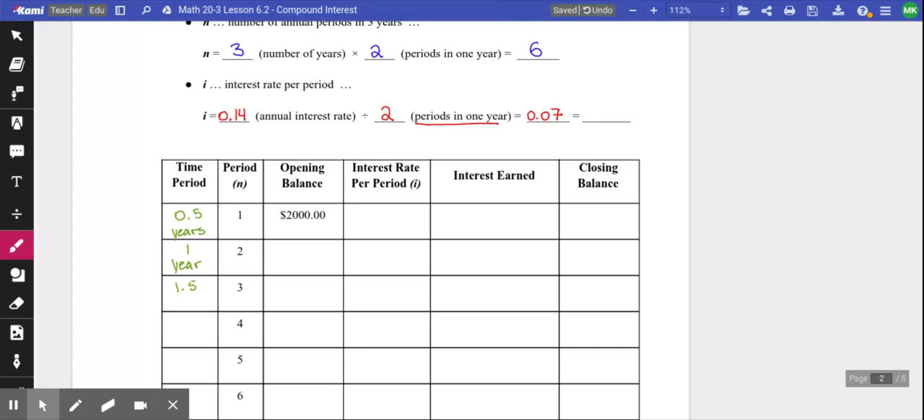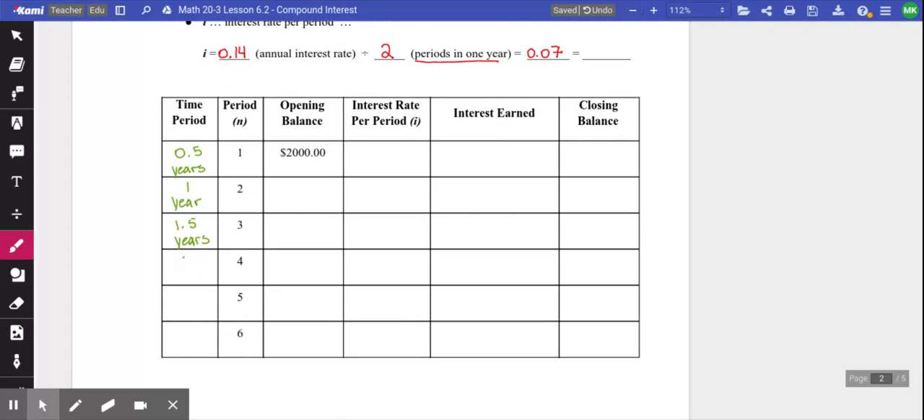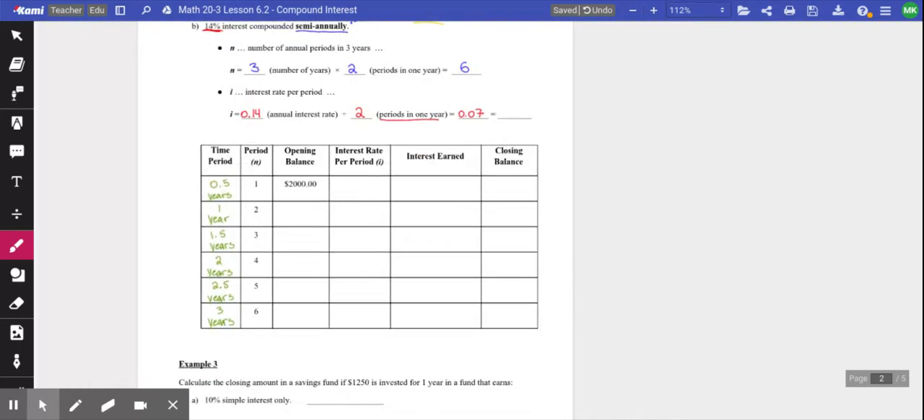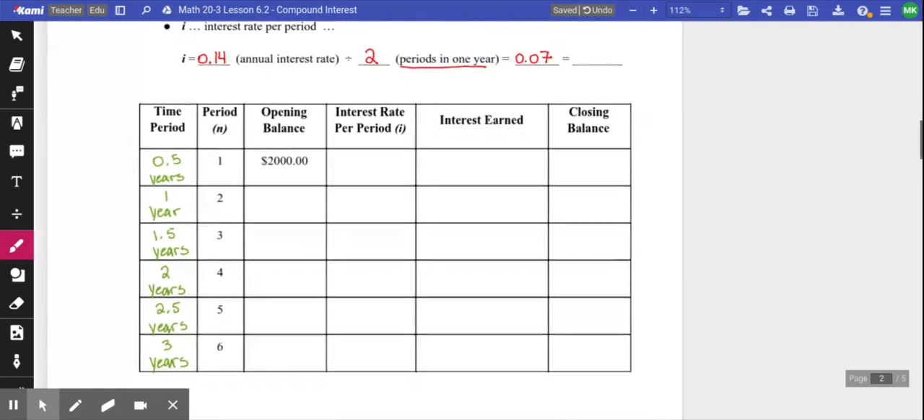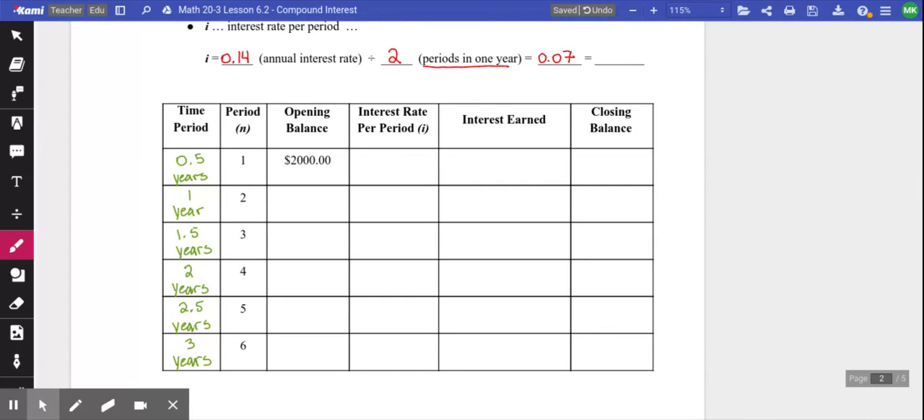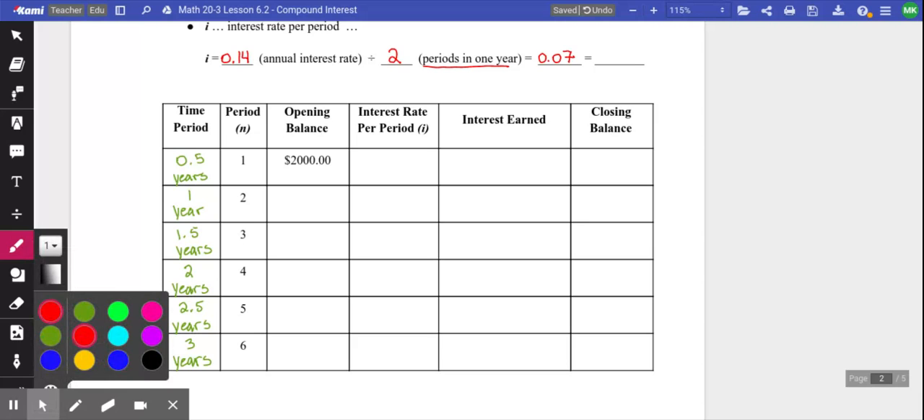This would be 1.5 years, right? It's 6 months later. And then it would be 2 years. Then it would be 2.5 years. Then it would be 3 years. So those are the time periods we're talking about here. We're talking about every 6 months. The interest rate is never going to change for these questions. So the interest rate per period will be that number that we calculated, 0.07. Right? It's the same rate for every 6 months.